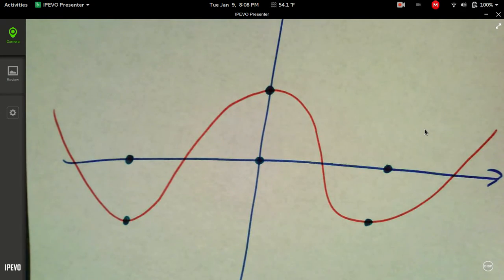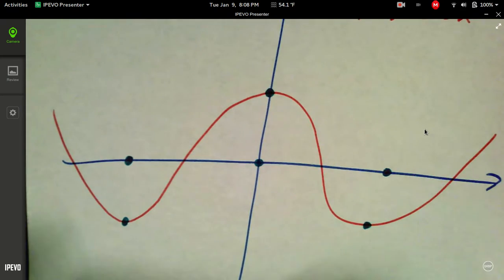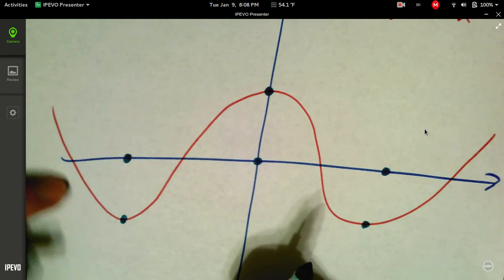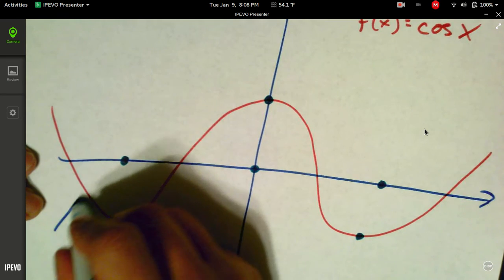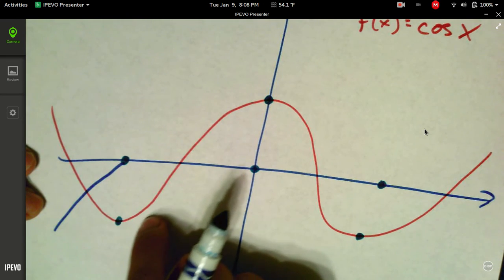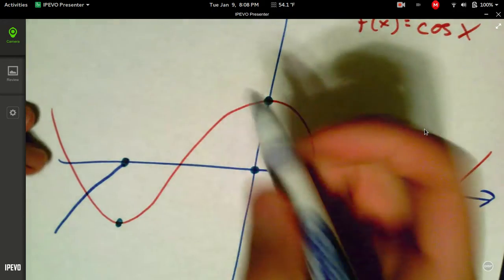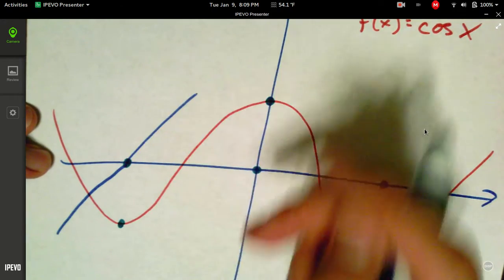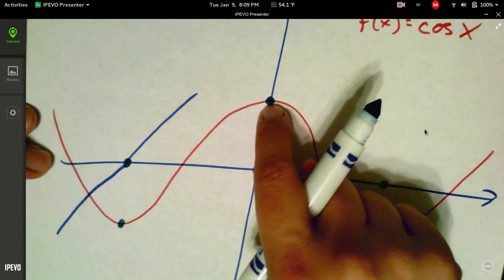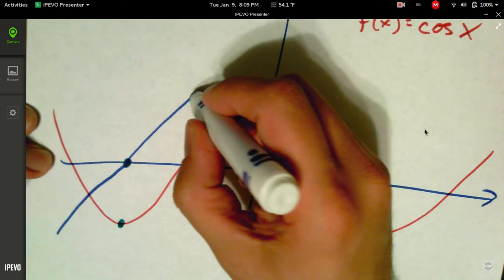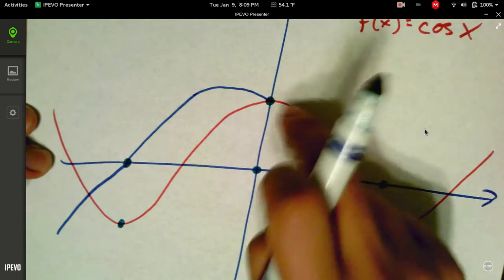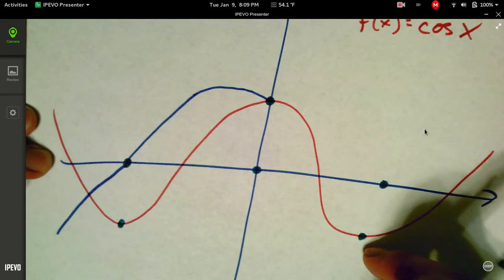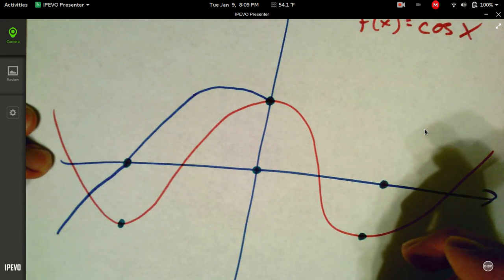Okay, let's start sketching this thing. So we have negative slopes coming up to this zero. We hit the zero, and then we start to become positive, all the way up to this zero. So it's positive, positive, positive, and then it becomes negative again, all the way down to this zero, which is over here. Hold on a second, what am I doing wrong here?